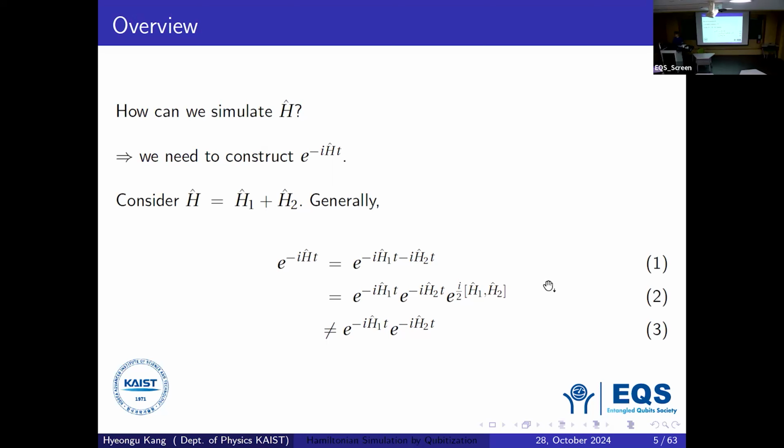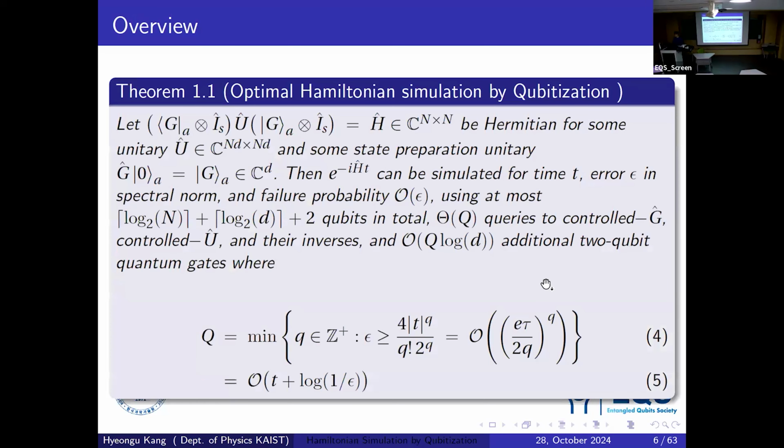Yeah, this is the introduction. The statement that we want to prove now is that if the Hamiltonian can be expressed in this form, for some unitary and for some state preparation unitary, where A is for the ancilla qubits, then we can simulate this with query complexity O(t plus log 1 over epsilon), where t is the time for the Hamiltonian's evolution and epsilon is the error. So this is the statement. There are some long things, and I will go over this in the next part.